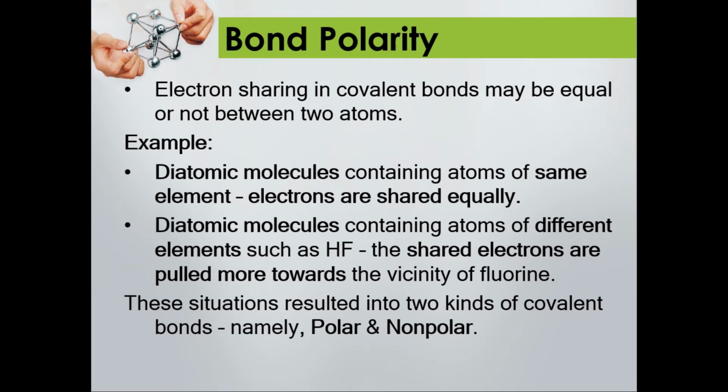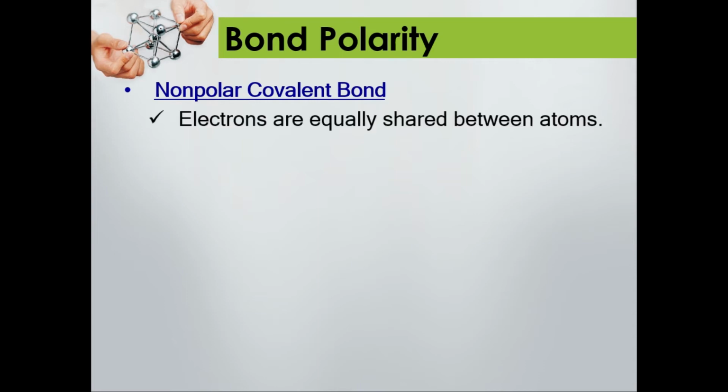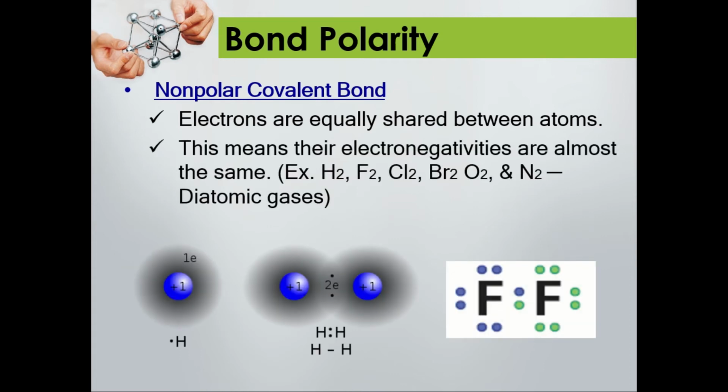So there are 2 kinds of covalent bond, namely the polar and the nonpolar covalent bond. Let's find out how this happens. How can we identify if it's a polar or a nonpolar bond? First is the nonpolar covalent bond. In a nonpolar covalent bond, the electrons are equally shared between atoms. This means their electronegativities are almost the same or exactly the same. And examples of molecules that have nonpolar covalent bonds are the diatomic gases.